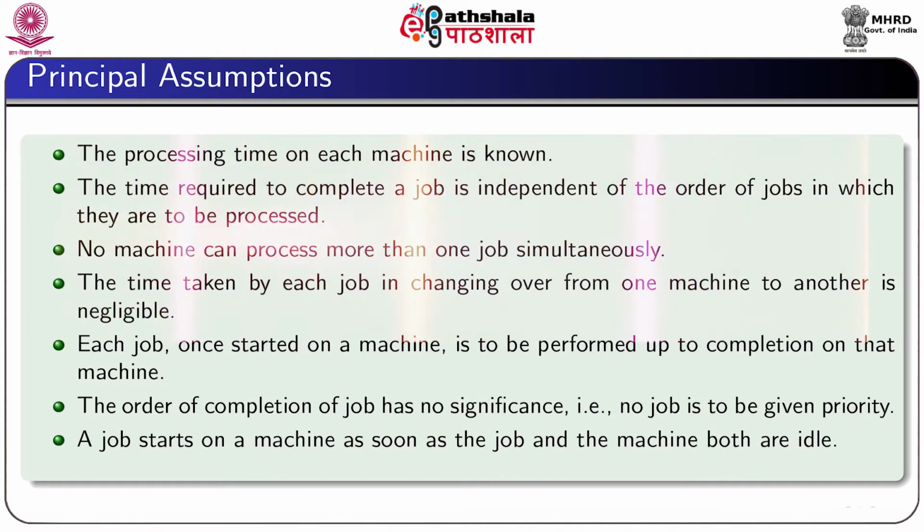Now, let me define some assumptions which are called principal assumptions for job sequencing problems. We assume that the processing time on each machine is known. The time required to complete a job is independent of the order of jobs in which they are to be processed. No machine can process more than one job simultaneously.